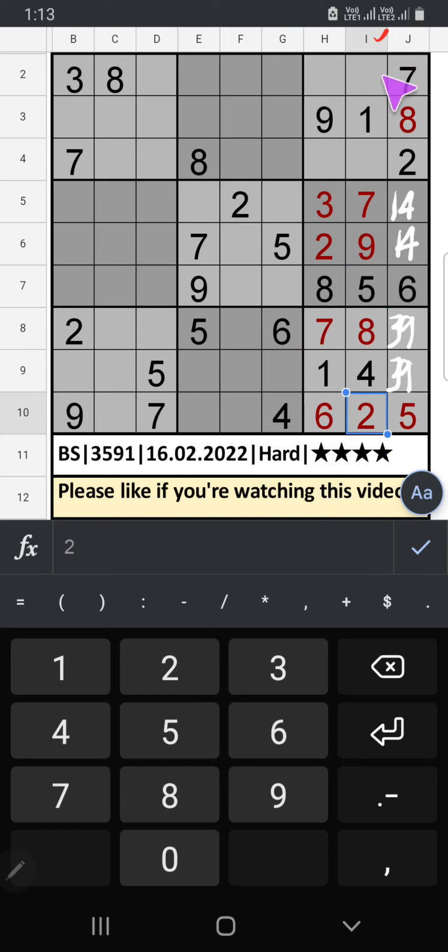Column I 2 numbers are remaining, 3 and 6. It will come in one of the cells. Second row we have 3. So 3 can't come in this cell. 3 is confirmed here. Then 6 is here. Column H 2 numbers are remaining, 4 and 5. It will come in one of the cells. We will confirm later.